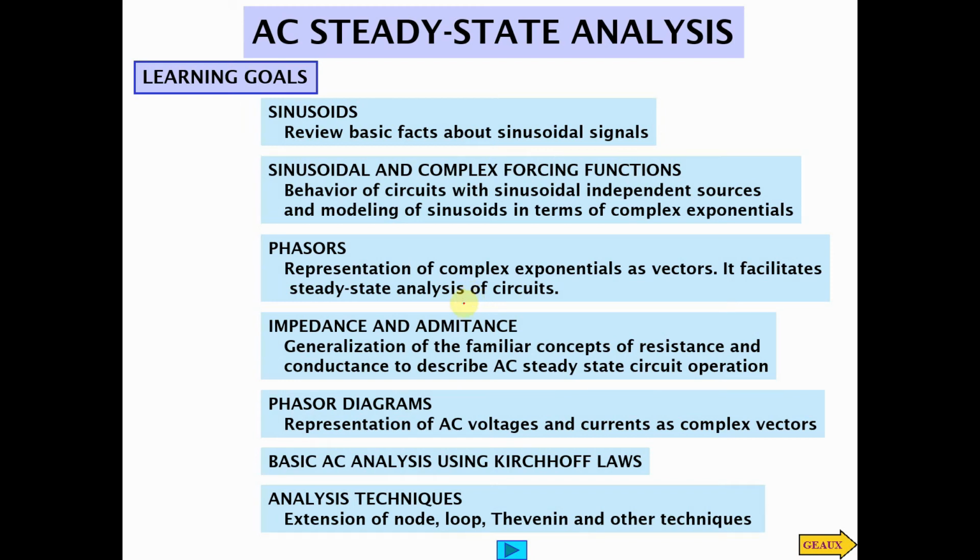Hello ladies and gentlemen. Today we're going to be talking about AC signals, and we consider sine waves.